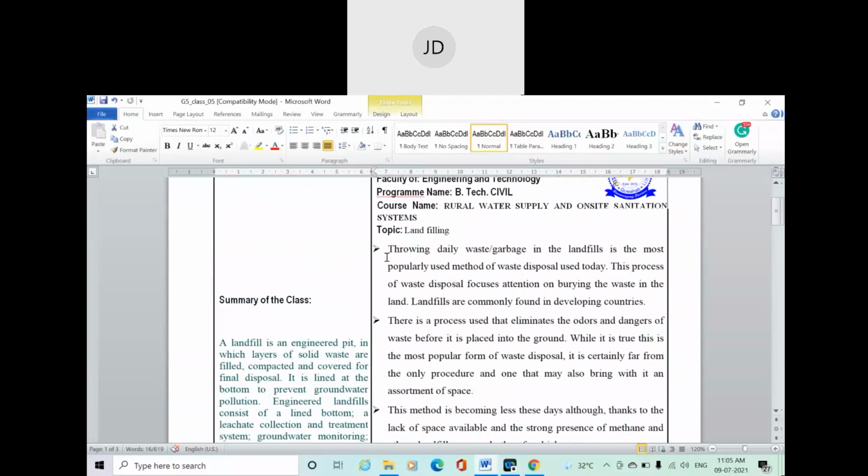Next class we are going to discuss biogas generation. It will be done next week.